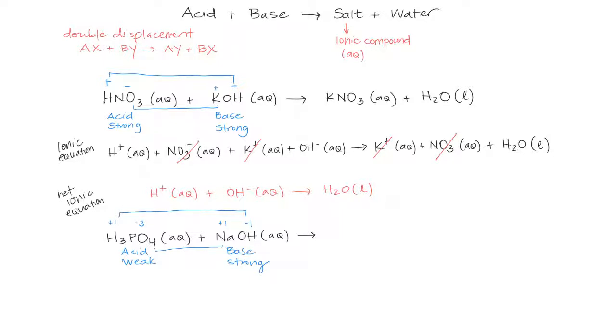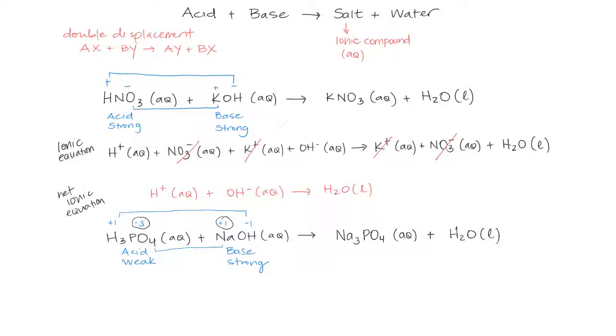So sodium is +1, and the phosphate ion is -3, which means that we need to have 3 sodium for every phosphate. So we end up with sodium phosphate for our ionic salt. And we know that hydrogen and hydroxide form water. This time we don't have a balanced equation, so we need to balance.